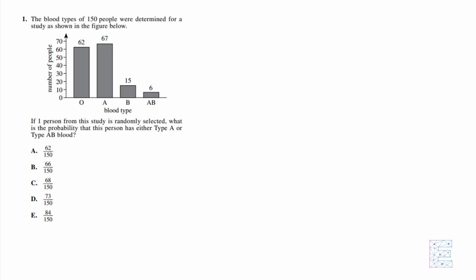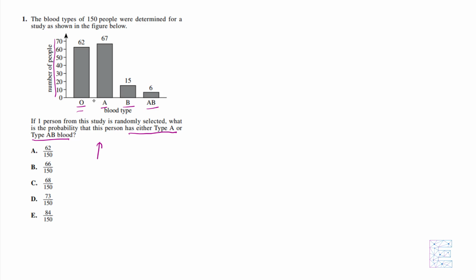Next question is from the ACT, a probability question. The blood types of 150 people were determined for a study as shown in the figure below. So on the x-axis, we have blood type, either O, A, B, or AB. And on the y-axis, we have the number of people. So now for the question: if one person from this study is randomly selected, what is the probability that this person has either type A or type AB?